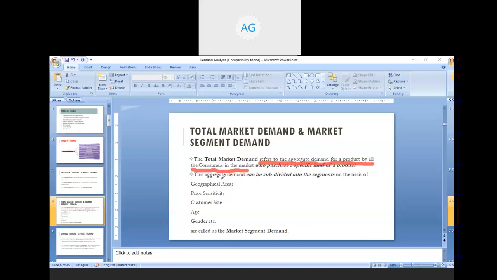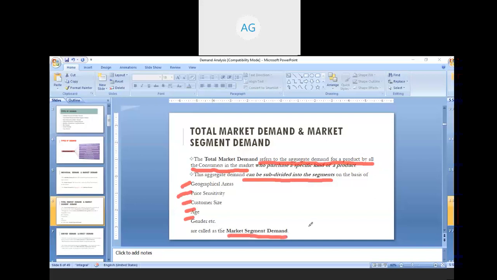So the next definition is this: aggregate demand can be subdivided into segments. These are the subdivisions on which we can divide the demand. The categories are geographical area, price sensitivity, consumer size, age, gender, etc. These are called the market segment demand.